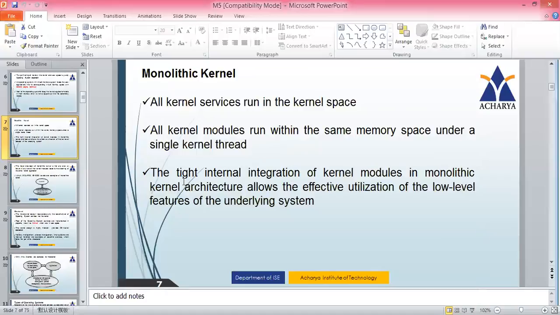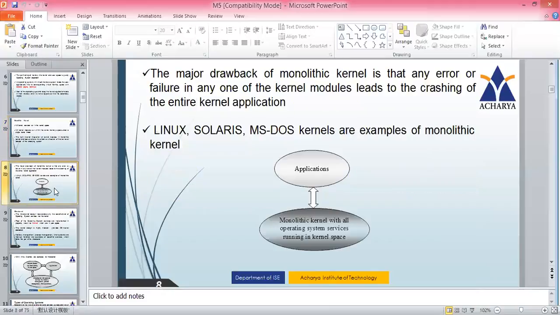Now, the tight internal integration of kernel modules in the monolithic kernel architecture allows the effective utilization of the low level features of the underlying system. So it is tightly integrated, and it definitely allows effective utilization of the low level features. That is the advantage of the monolithic kernel. Let's see the next slide.